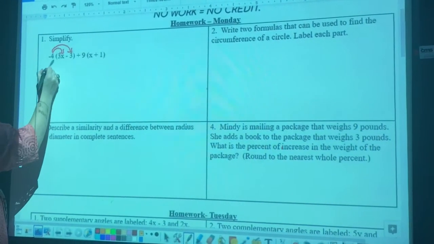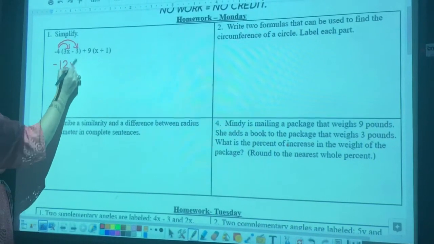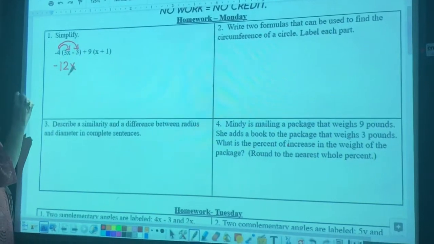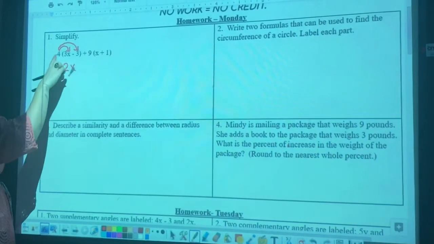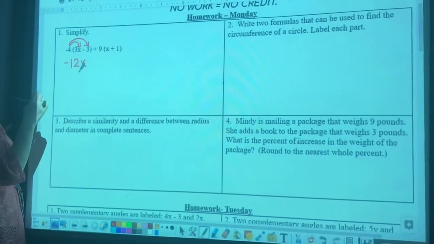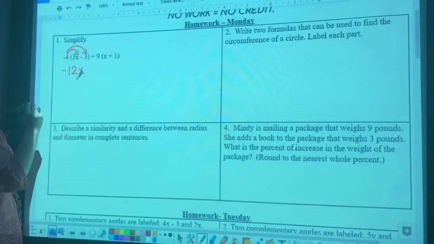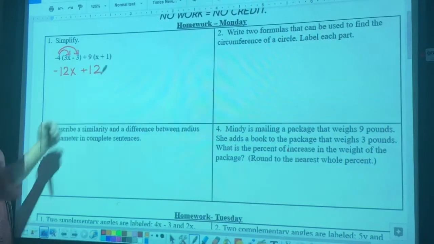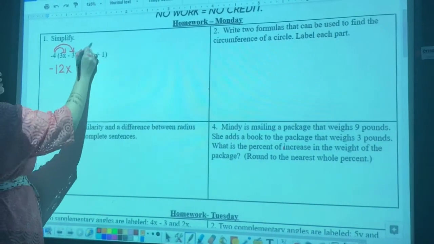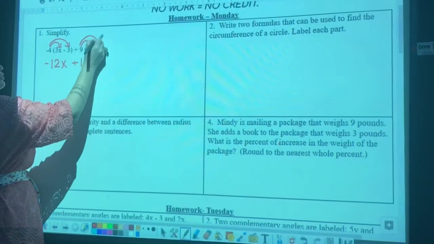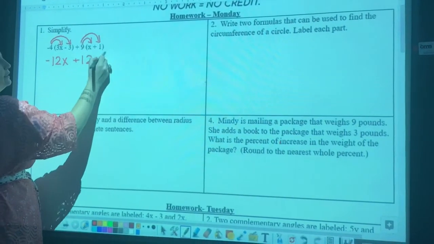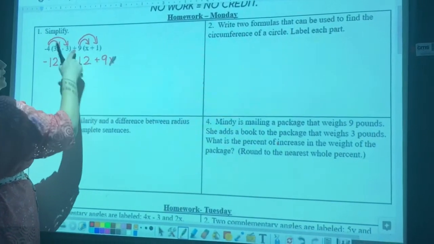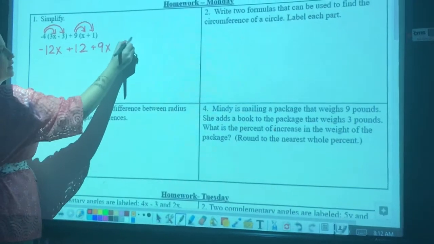-4 times 3x is -12x. Have to remember, a negative and a positive when multiplied together equal a negative. Then I have a -4 multiplied by a -3. Two negatives when multiplied together equal a positive. So it'll be positive 12. I'm going to continue on, and I'm now going to distribute my positive 9 throughout this statement. 9 times x is 9x, and 9 times 1 is 9.